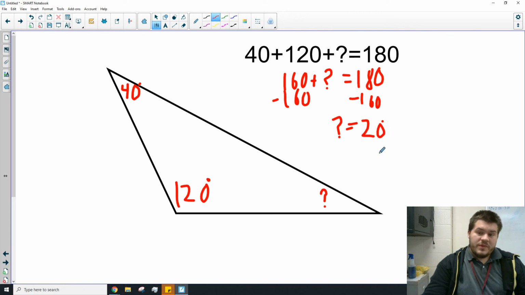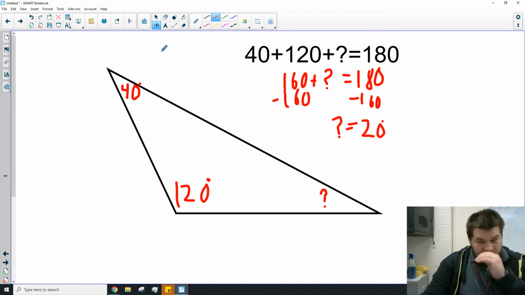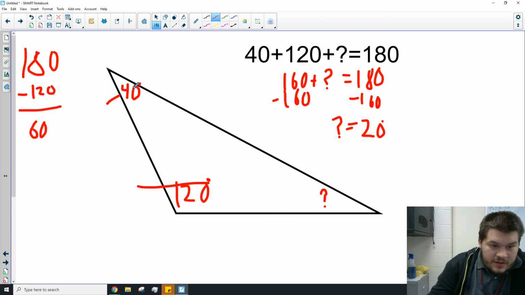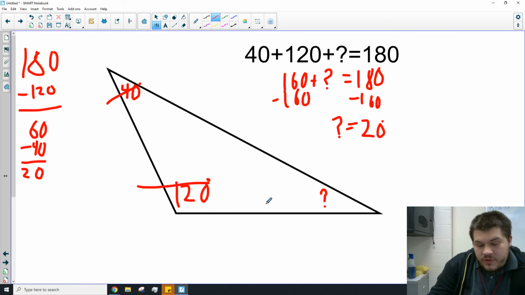Now, another way we could do it is, we need to find this angle here, and we know it adds to 180, so I can do 180 degrees and then just subtract these. Let's minus the 120 first. That gives me 60. Now let's subtract the 40 as well, and I'm left with 20. Either of those ways work.